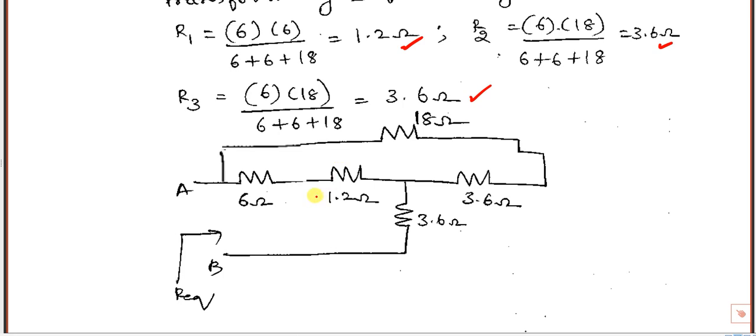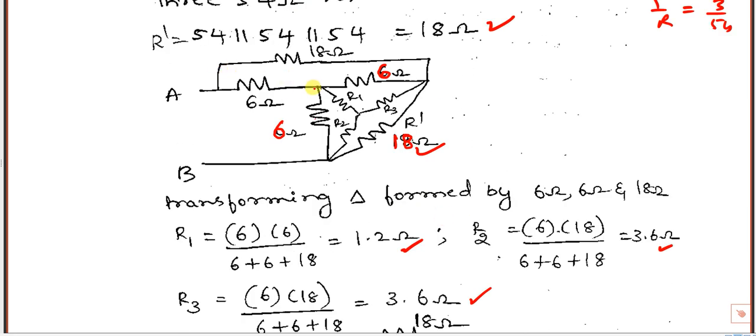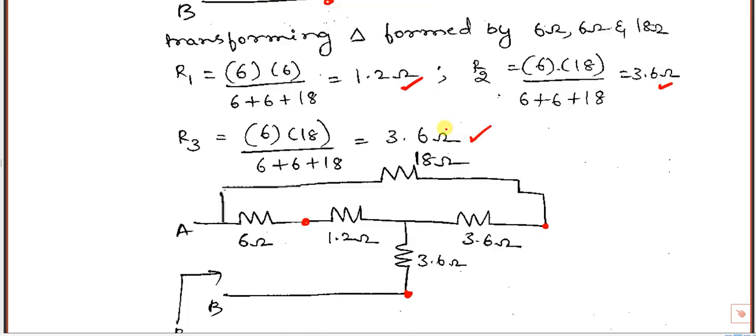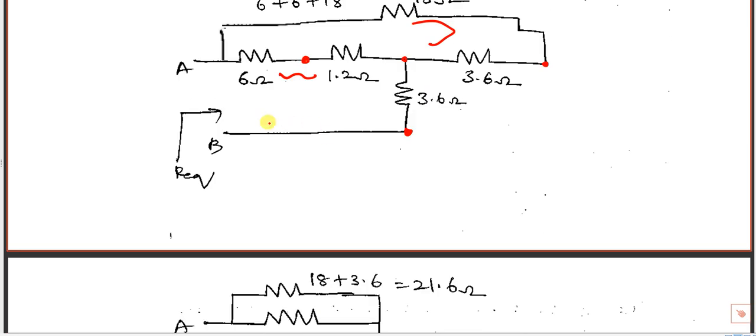Now between those two points, we have 6 and 18. So we get these values. Between these three nodes, what was there actually? 6, 6, 18. That is converted into a Y network of 1.2, 3.6, 3.6. Now these two are in series. Again, between this node and this node, these two are in series, 18 and 3.6 in series. And I have to find out the equivalent resistance looking from A and B.